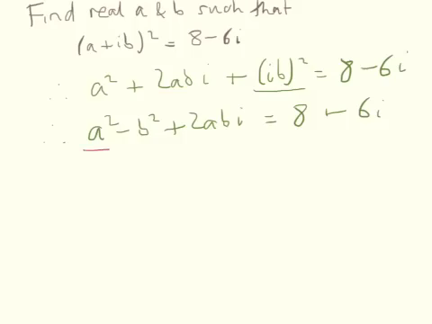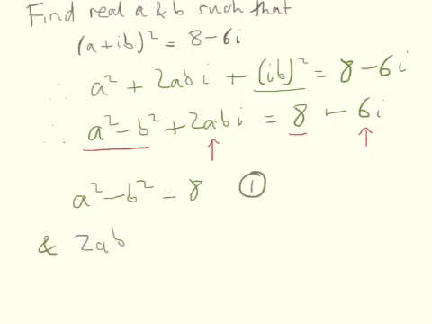So, the real part on the left is going to equal the real part on the right, and the imaginary part on the left will equal the imaginary part on the right. So we get two equations: a squared minus b squared equals 8. That's equation 1. And equation 2 is going to be 2ab equals minus 6, but we might as well write that as ab equals minus 3.